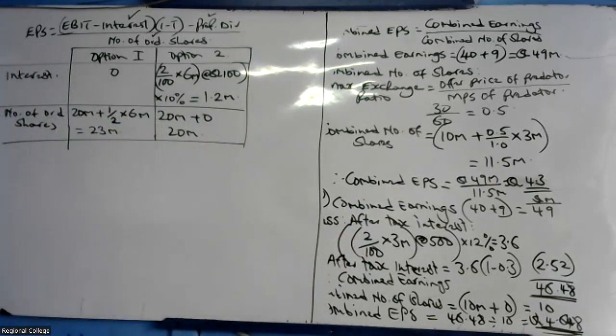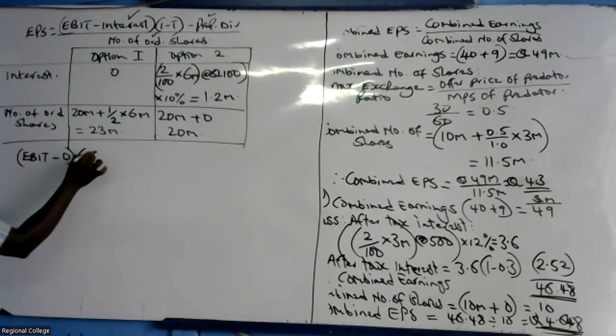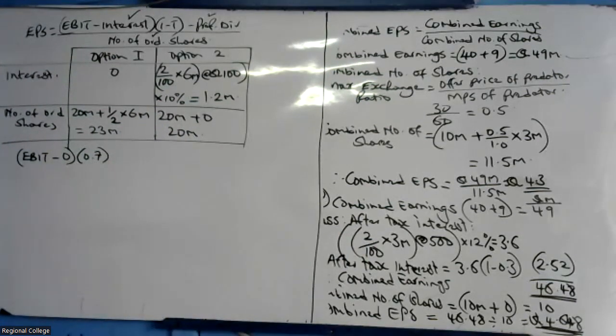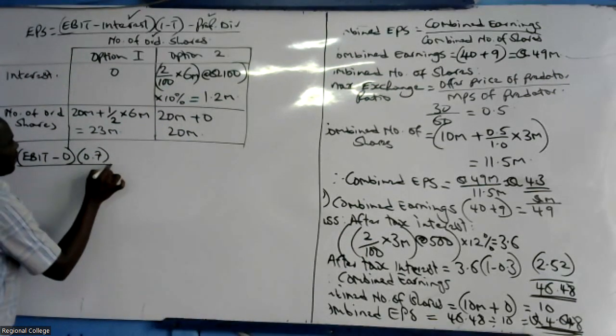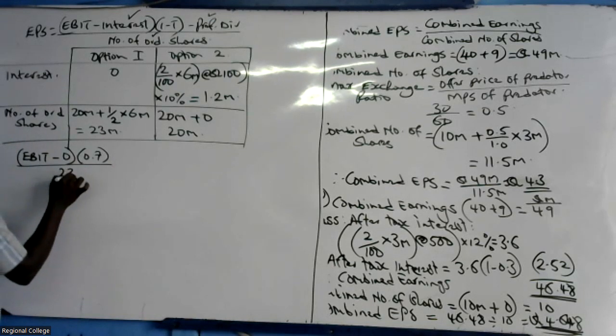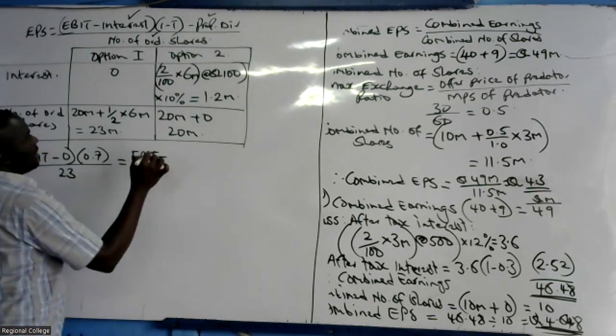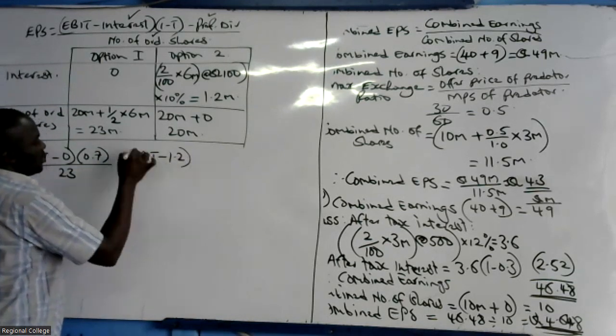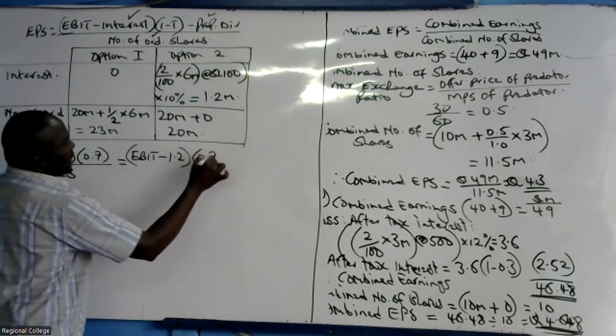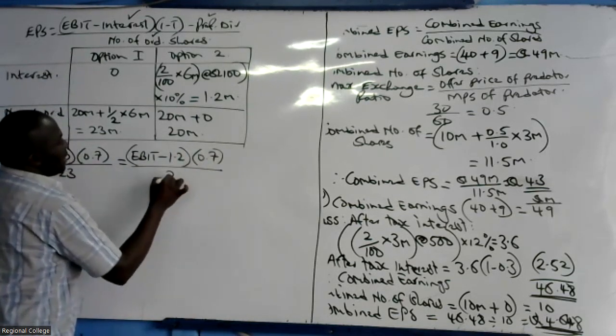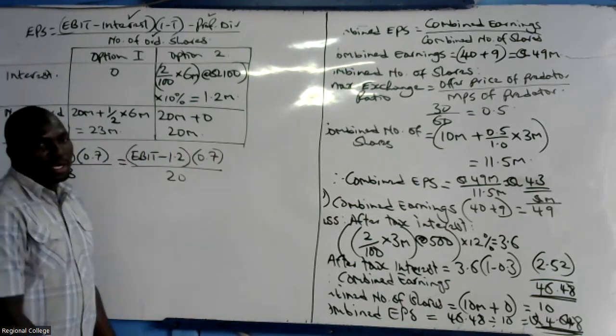So therefore, earnings per share of option 1: EBIT, which we don't know, minus interest of option 1, which is 0, adjusted for tax at 30%, divided by the shares of option 1, which is 23, equals option 2: EBIT, which we are looking for, minus interest of 1.2, adjusted for tax, divided by 20. So you can work out the EBIT.